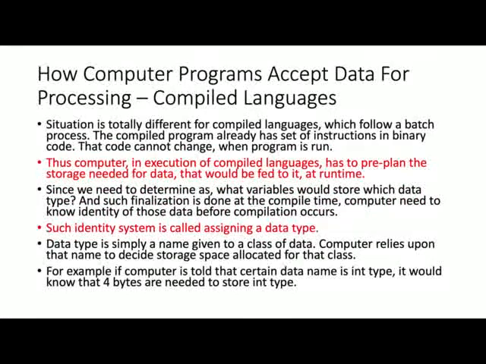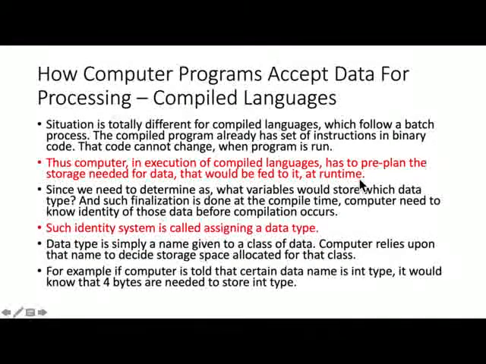Let's see compiled languages. The situation is totally different for compiled languages, which follow a batch process. So what is the batch process? The compiled program already has a set of instructions in binary code, and that code cannot change when the program is run. You're not doing interpretation line by line. Your whole source code has already been translated to binary code first, and then the computer runs that binary code. Thus, in execution of compiled languages, the computer has to pre-plan the storage needed for data that would be fed to it at runtime.